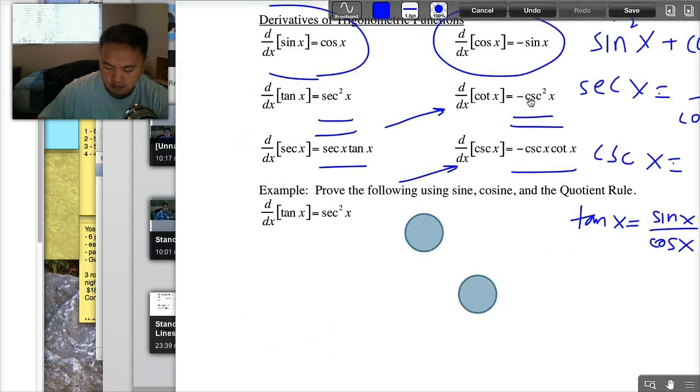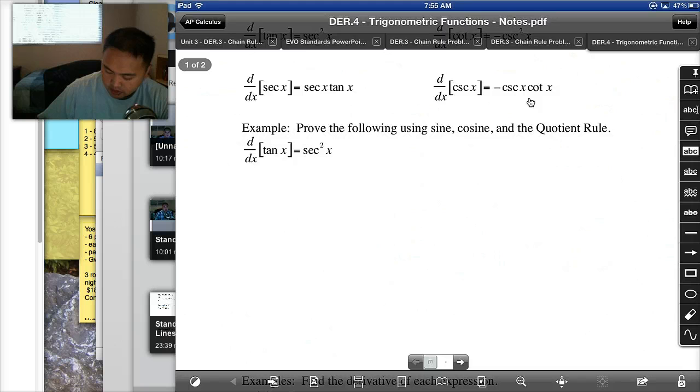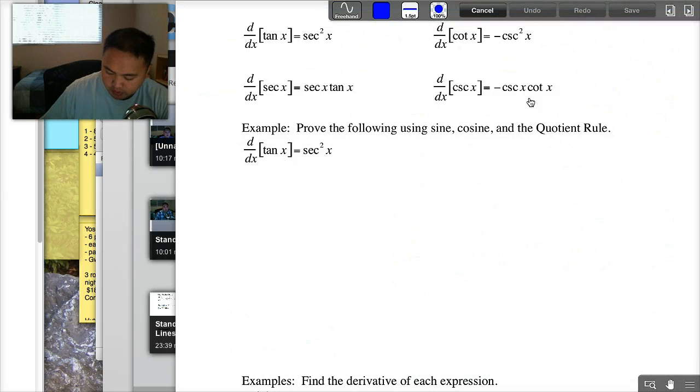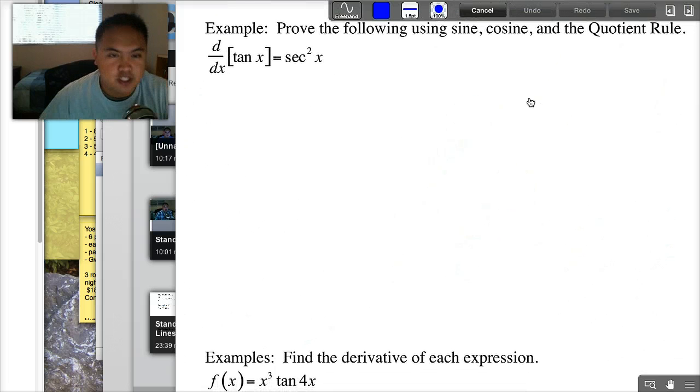Okay, so let me just move over here and let's do our first example. This one just says prove the following using sine, cosine, and quotient rule. It's actually a very common AP question to ask you to prove a certain formula, and they give you some sort of hint. So this one, the hint says you have to use sine, cosine, and quotient rule.